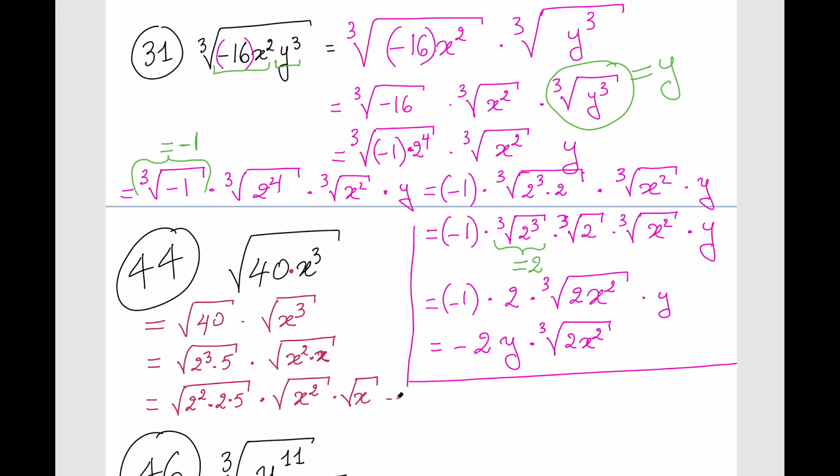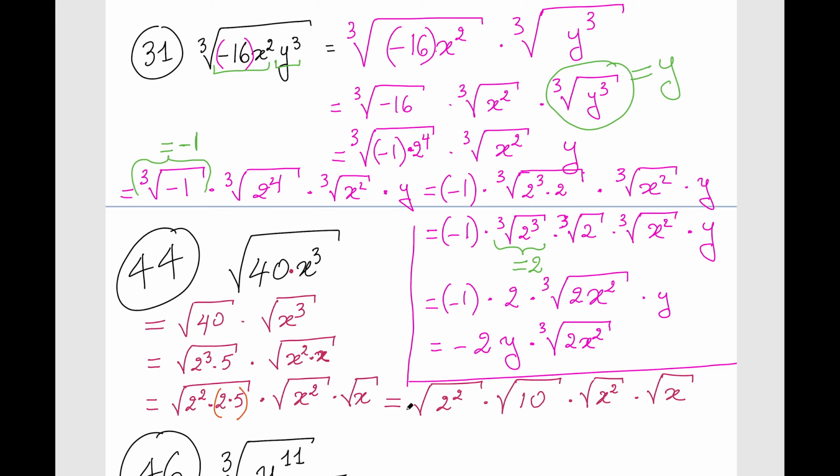Okay. So what I'm going to get is, let's use the product rule again. Let's combine these two together, because 2 times 5 has no divisor other than 1 which is a perfect second power. I can combine the 2 and 5, and I get square root of 2 squared times square root of 10 times square root of x squared times square root of x. Okay, let's simplify each one.